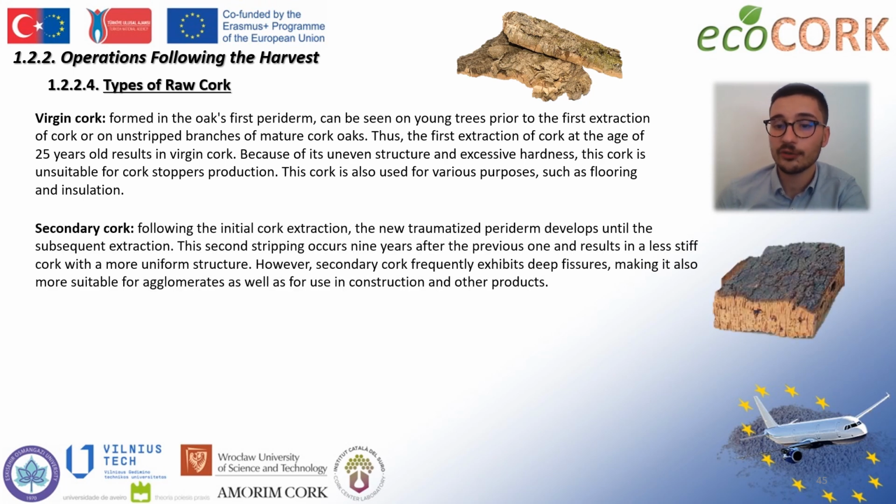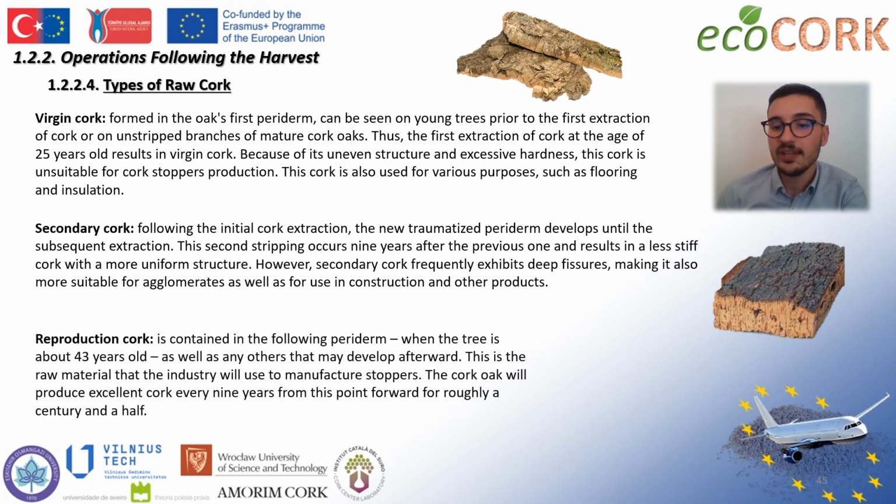Secondary cork. After the first cork is taken off, the new damaged periderm grows until the next cork is taken off. This second stripping happens 9 years after the first one. It makes the cork more uniform and less stiff. On the other hand, secondary cork often has deep cracks. Reproduction cork is in the next periderm, which grows when the tree is about 43 years old, and any others that may grow after that. This is the raw material that will be used to make stoppers by the industry.